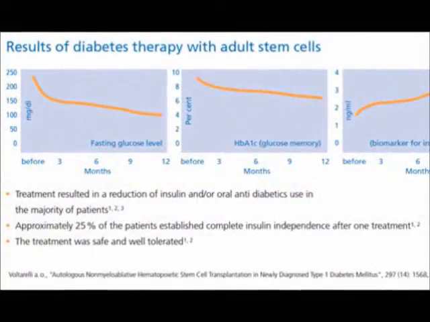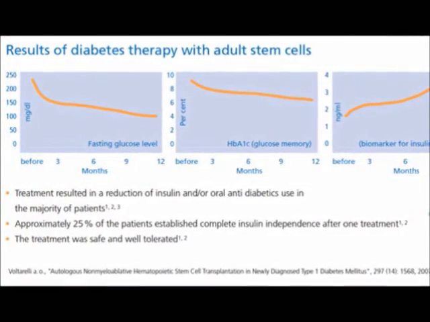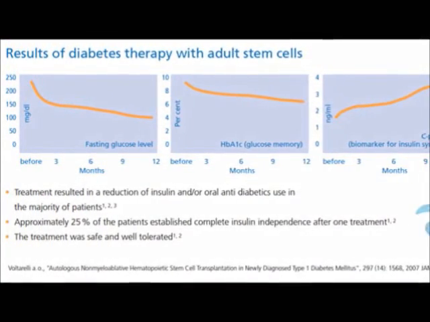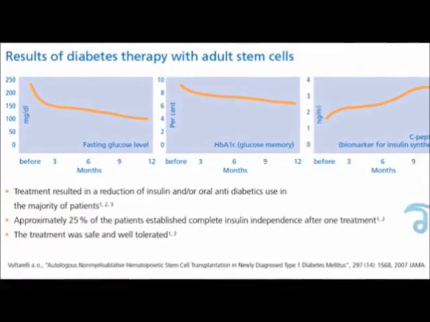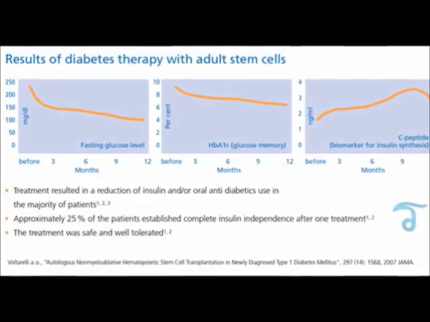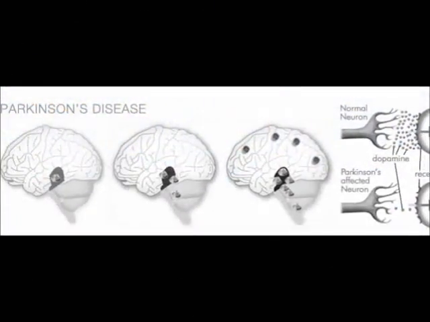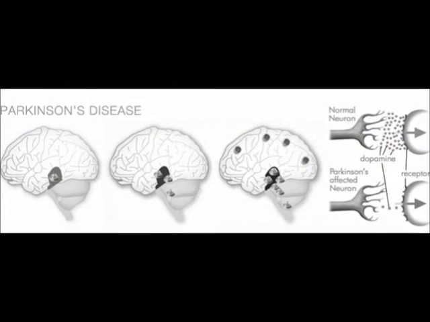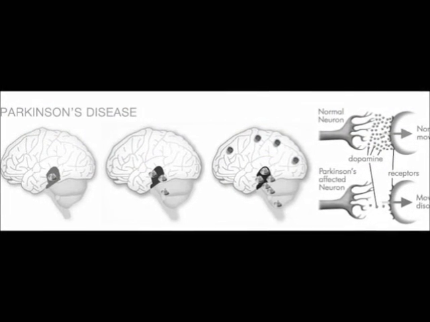And these graphs show the results of diabetic therapy through stem cells, as after 1 year of therapy, 25% of patients showed complete insulin independence after one full treatment. The next disease discussed is Parkinson's disease, where neurons and their receptors are no longer producing and receiving dopamine, a transmitter, through each other.